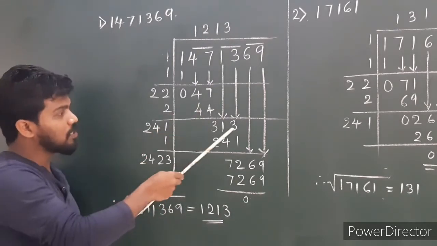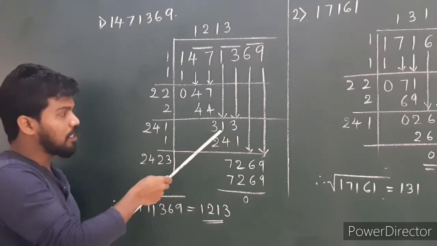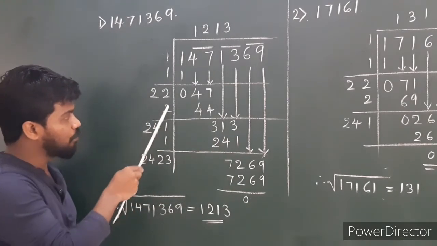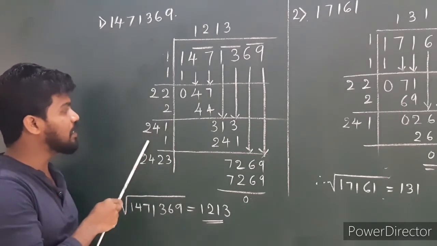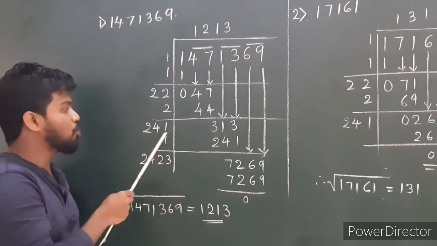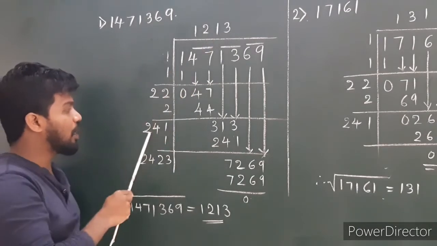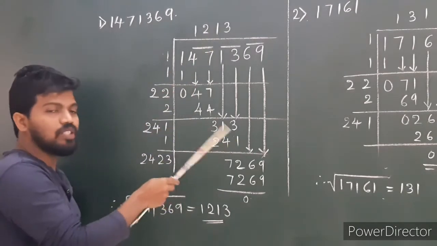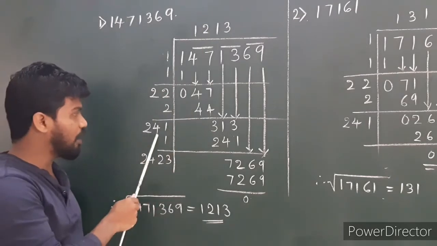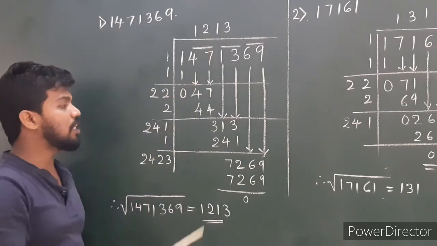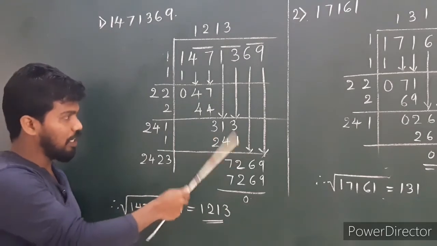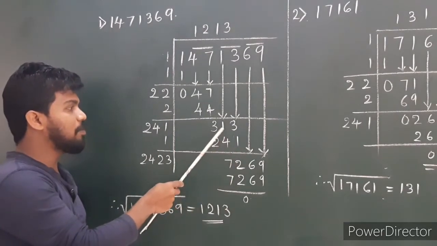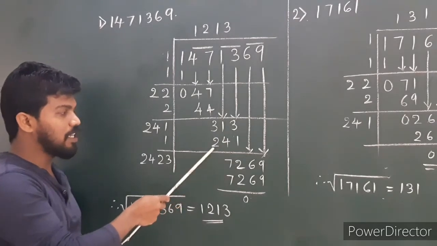The next two numbers, that is 1 and 3, you take. So it is 313. Now here 2 plus 2 is 4, and 2 as it is. Suppose you take 242 into 2, you get 484, that is bigger. So you take 241 into 1, that is 241. Subtraction: 3 minus 1 you get 2, and 11 minus 4 you get 7. 2 minus 2 is 0.